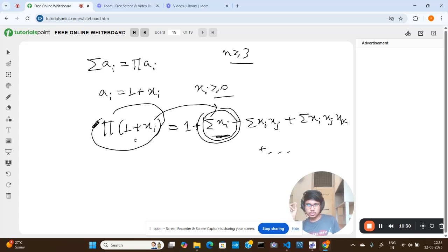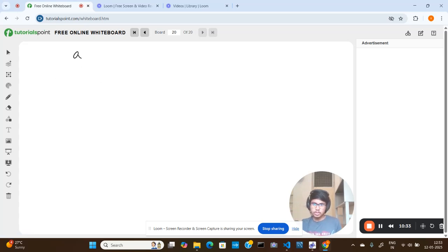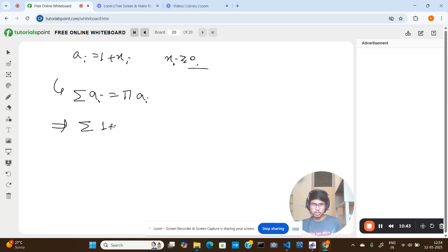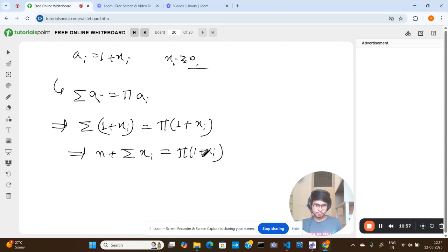So let's substitute this. If we substitute ai as 1 plus xi, where xi is greater than or equal to 0, we'll have summation ai equal to product of ai. So we get summation of 1 plus xi, which gives n plus summation xi equal to product of 1 plus xi. Now, xi is greater than or equal to 0.